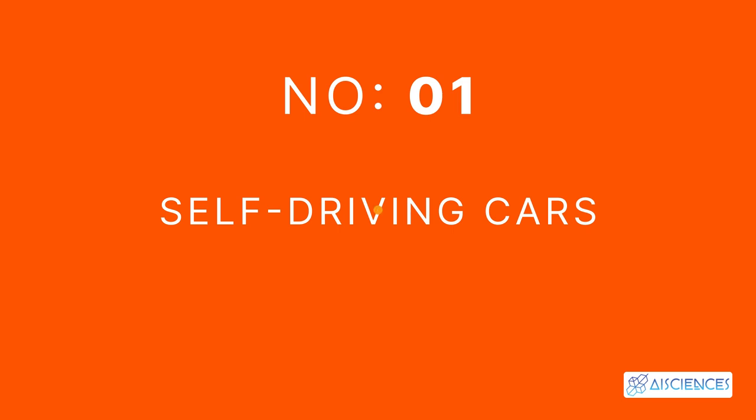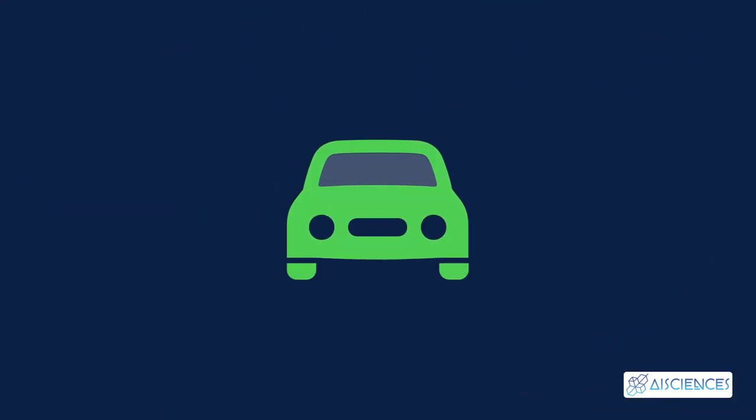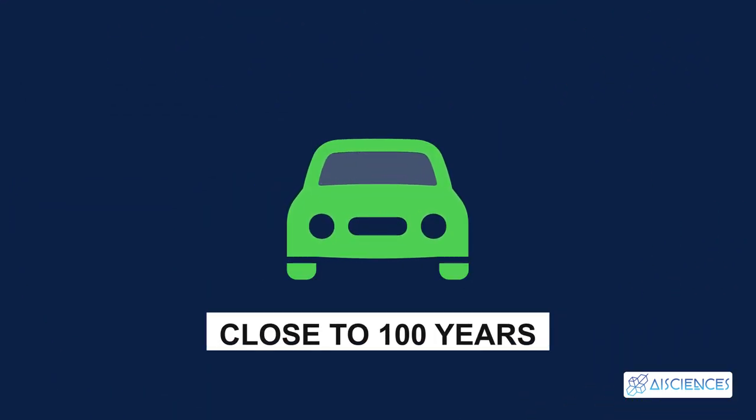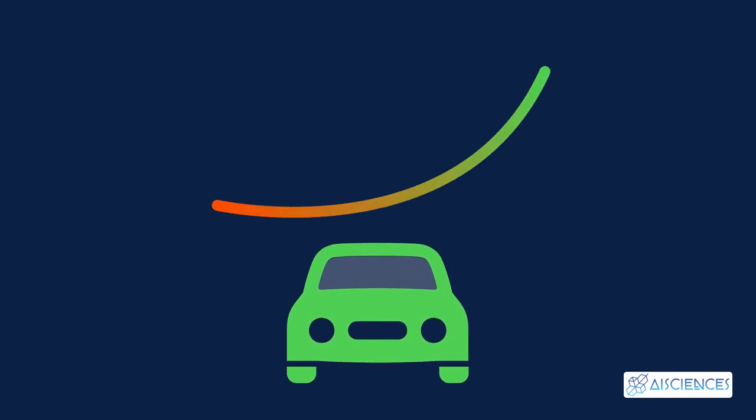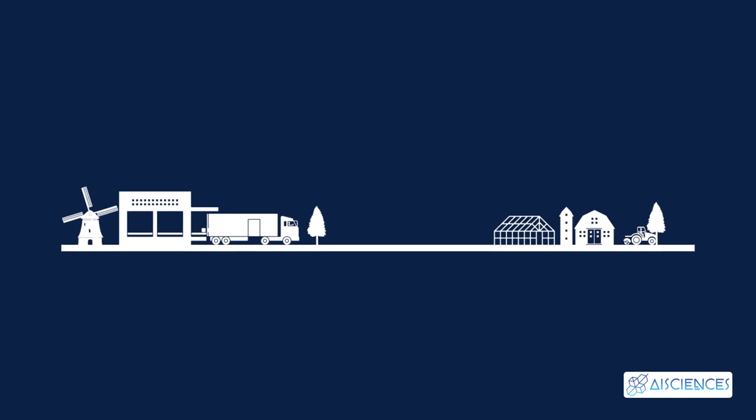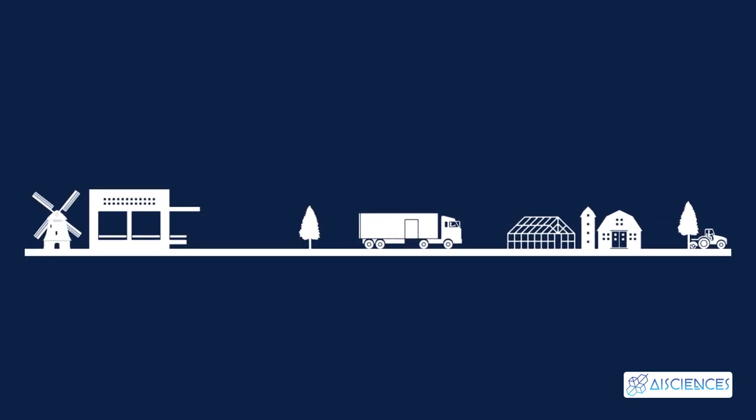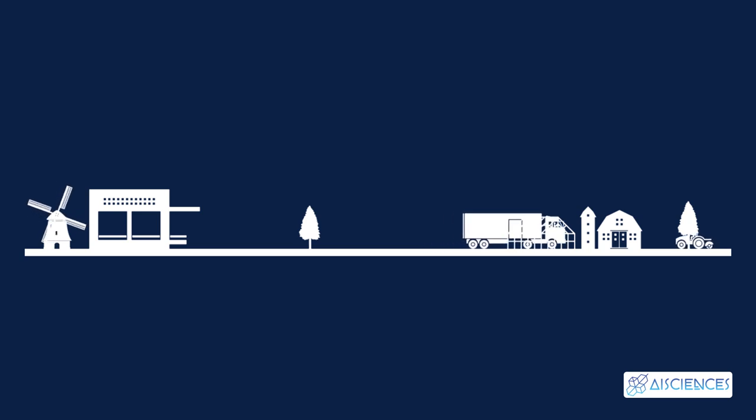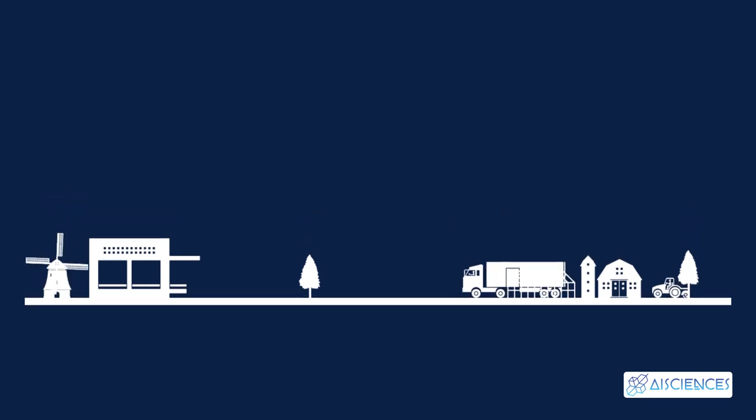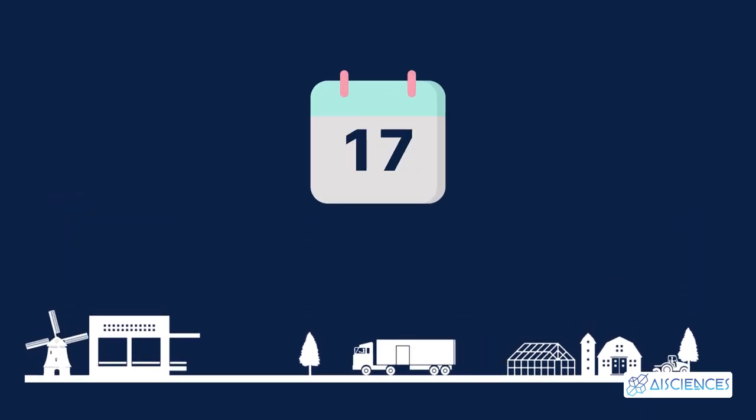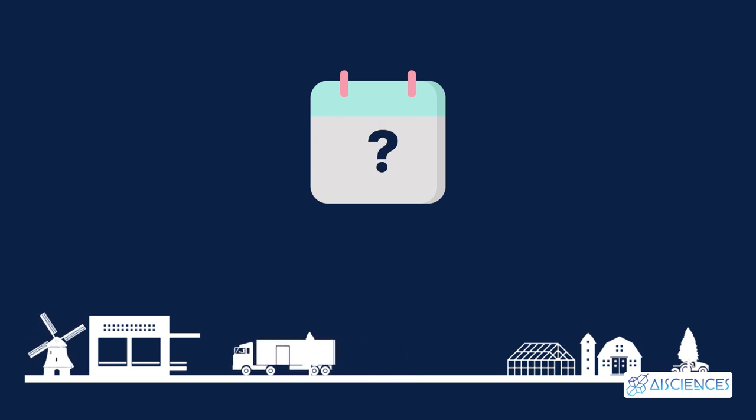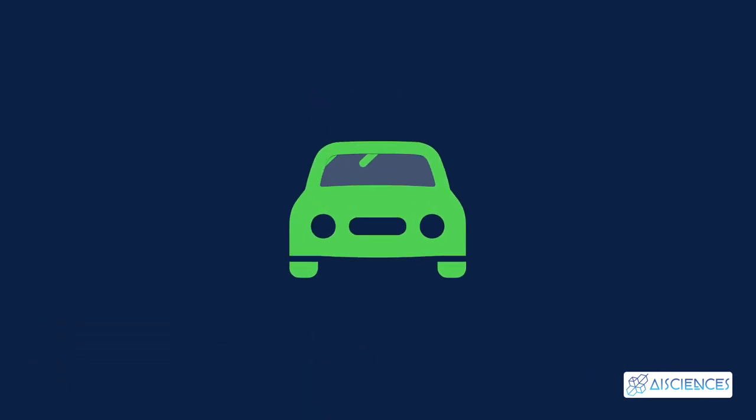Number 1. Self-driving cars. Experiments on self-driving cars have been conducted for close to 100 years now. But thanks to rapid advancements in computer vision in the last 10 years, many major automotive manufacturers are testing driverless car systems. Driverless cars are soon expected to change the way people get around in a big way. The exact timeline as to when driverless cars will be widely available is not yet clear, though. But one thing is certain: fully autonomous vehicles will soon be a reality.